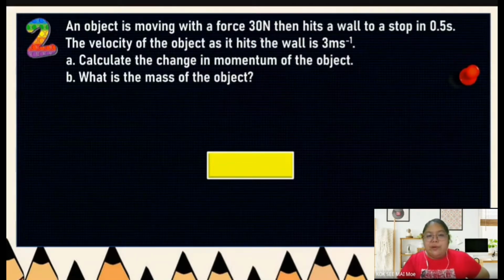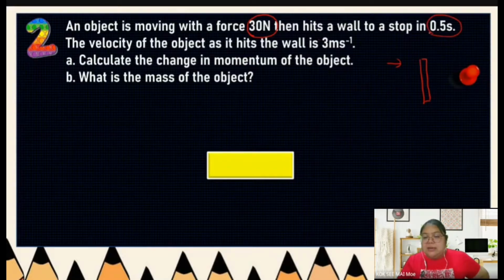An object is moving with a force of 30 Newton and hits the wall. This one is given already. Okay, after that, it hits the wall and stops in 0.5 seconds. It hits the wall, but the question never says it bounces back. They say hit the wall and stop. So we also know the final velocity is 0. The velocity as it hits the wall is 3 ms^-1. So this one is the initial velocity.